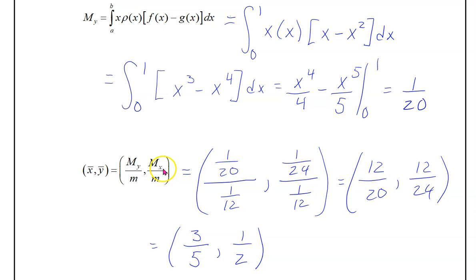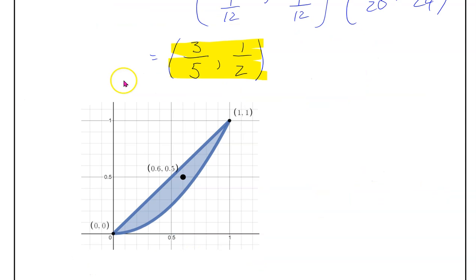The y bar is given by the moment in the x direction, the tendency to rotate up or down from the horizontal, which affects the y value. That's given by 1 over 24 divided by the total mass, 1 over 12. That becomes 12 over 24, or 1/2. This gives us center of mass located at 3/5, 1/2, which is marked here with the black dot.